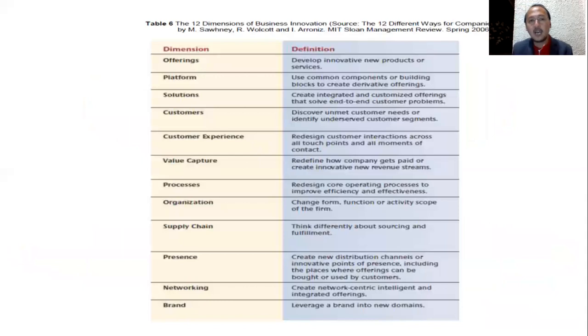Okay, so this is actually the 12 dimensions of business innovation, wherein when we innovate certain products, there are a lot of things to ponder. There are a lot of things that we need to consider. For example, your offering, what you can offer to the public. The platform, in terms of the common components or the building blocks to create certain innovations or offerings. So for example, discount, sales, and other platforms, and solution to the certain problem.